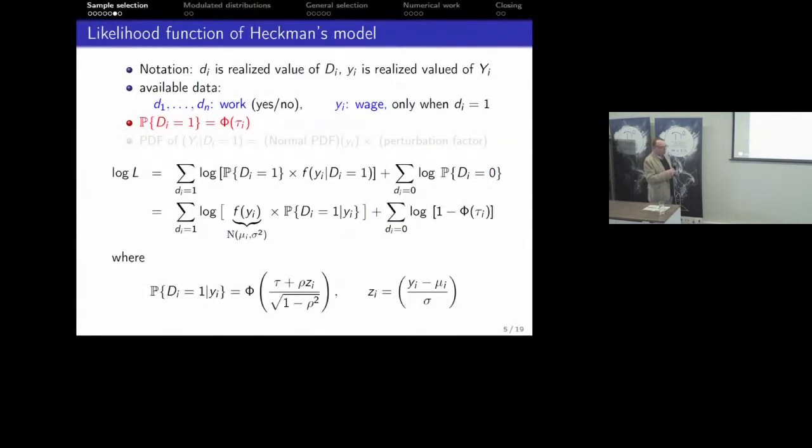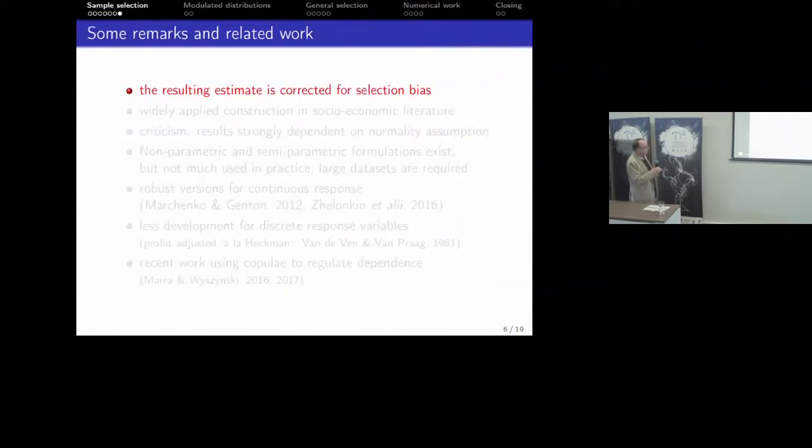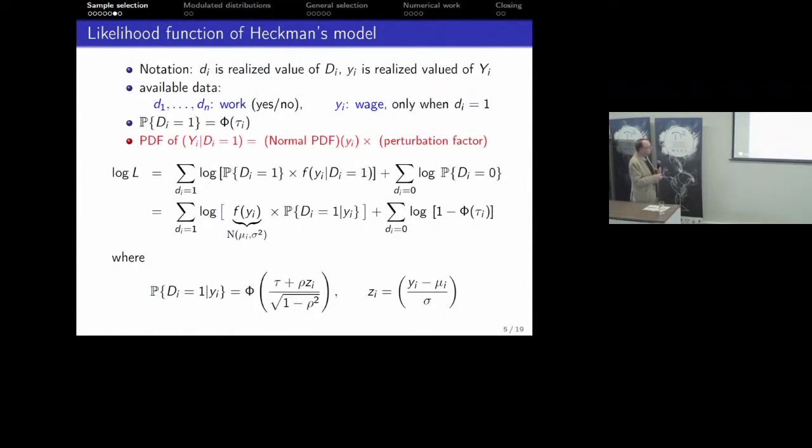Certainly, so di equals 1. It's a simple exercise in probability, and it turns out to be this value here. First course in probability. And then we have the density function of y conditionally on the fact that we observe y. And we have seen this before. It's the normal density times the perturbation factor. So combining everything, the log likelihood is of this form here.